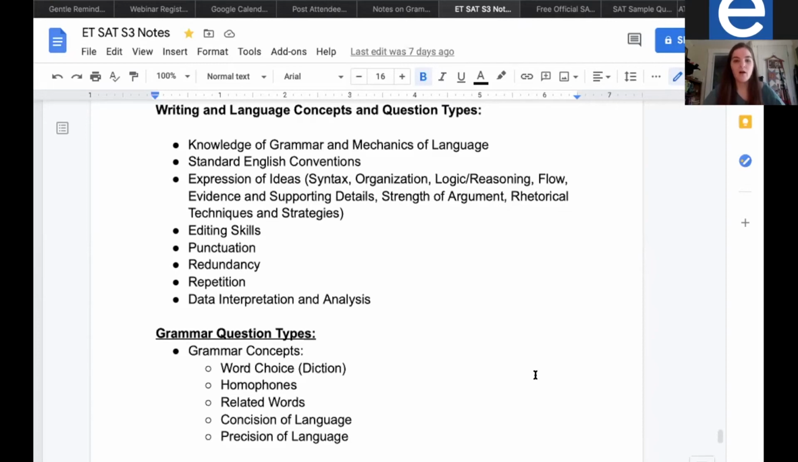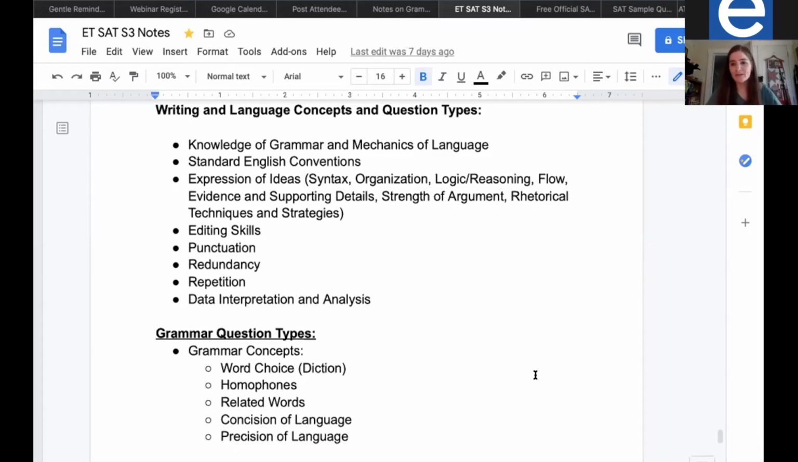Expression of ideas is going to involve concepts like syntax, and if you don't know what syntax is, it's the technical term for sentence structure, word order, and organization of a language. Syntax is the essence of how we create grammatical constructions. You also have organization in general, in terms of how you are ordering your thoughts and how you are connecting them together.